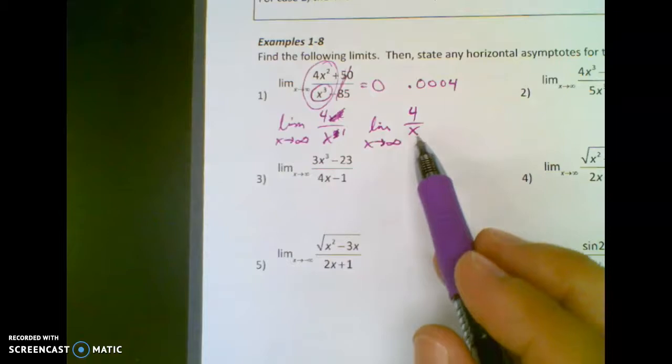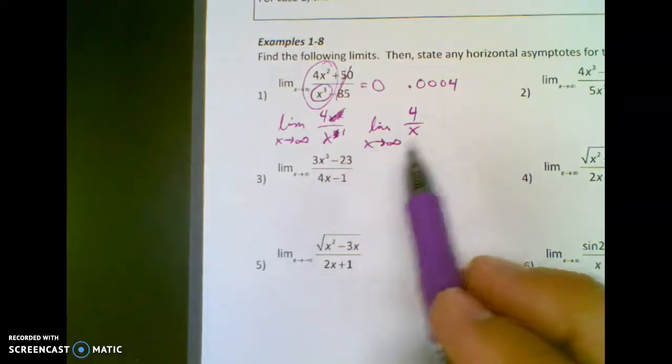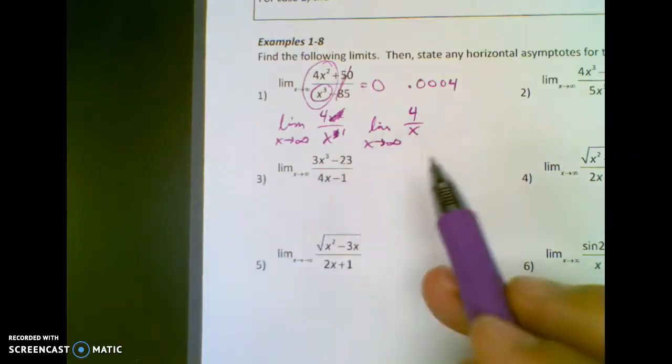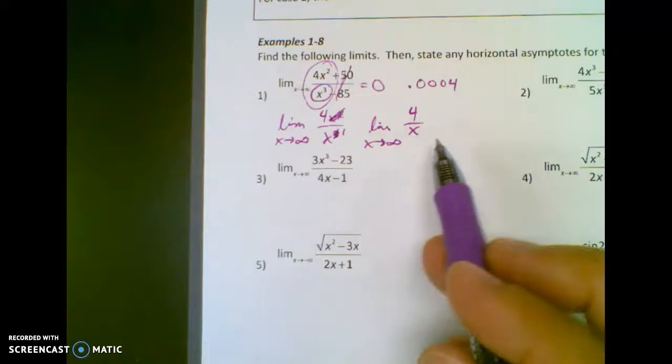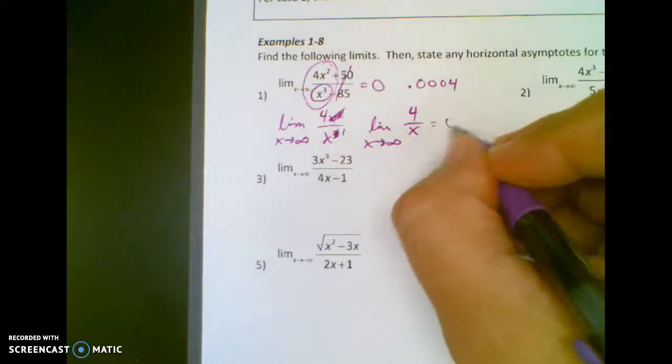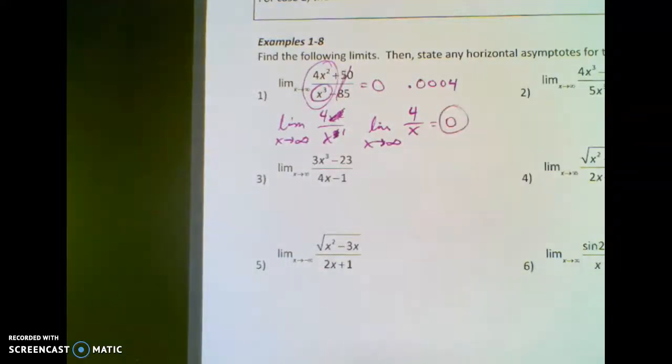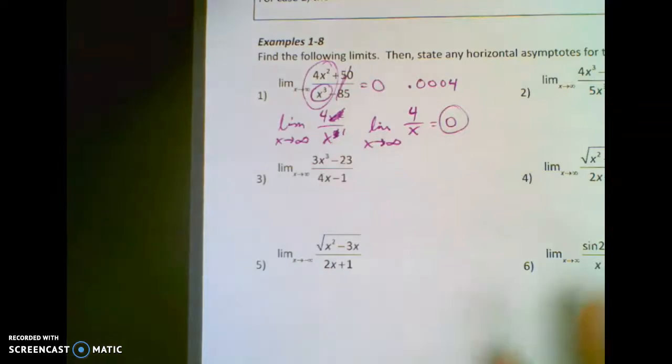Well, guess what happens if you divide 4 by a larger and larger number? 4 divided by 100 is 0.04. 4 divided by 1,000 is 0.004. 4 divided by a million is 0.000004. So you can kind of see another reason why the limit is 0 anytime you have a bottom heavy graph. Okay, so that took care of that.